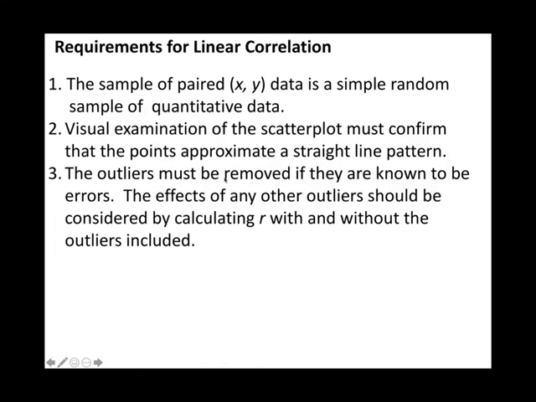Last one, outliers must be removed if they are known to be errors. The effects of any other outlier should be considered by calculating R with and without the outliers included. So after you know there's an outlier, you have to double check your data. Did you make any mistake when you collected the data? If you know it's an error, you're going to remove it. If not, you may remove it and analyze those outliers. And after that, you're going to calculate your R.